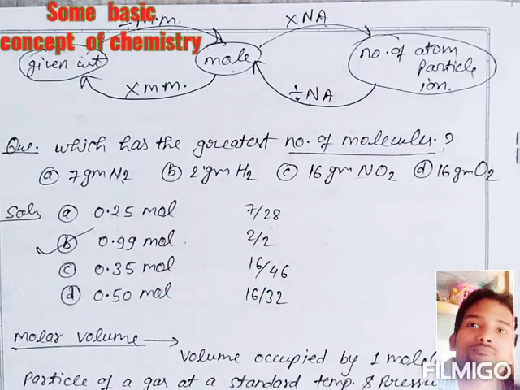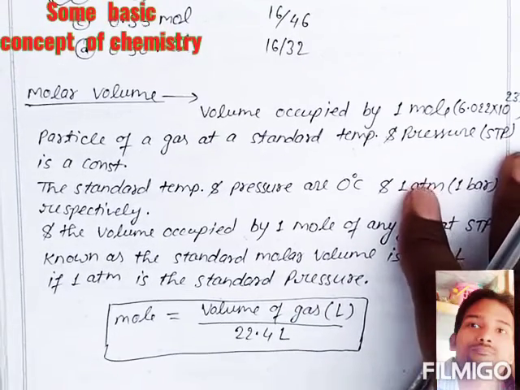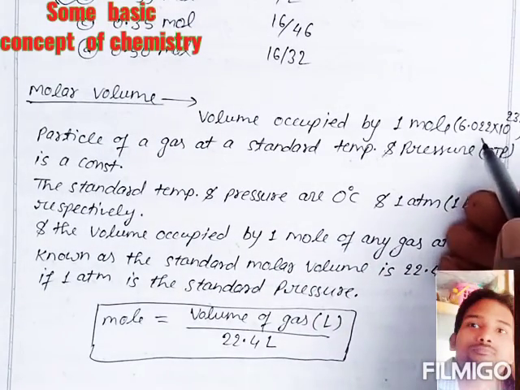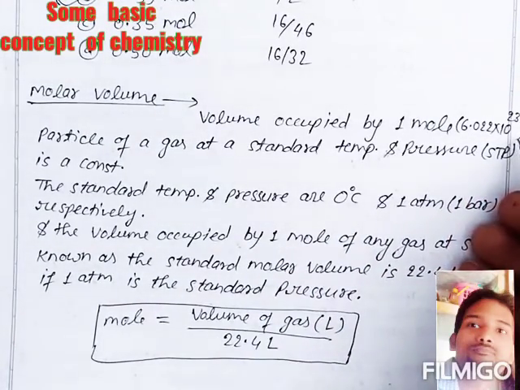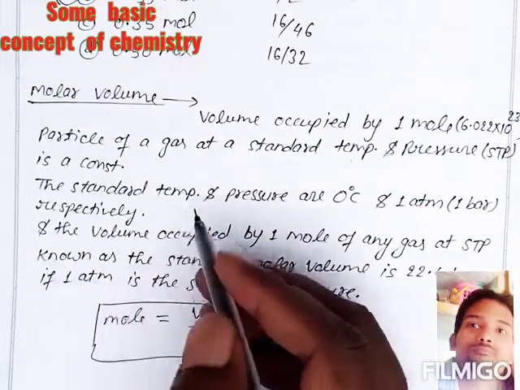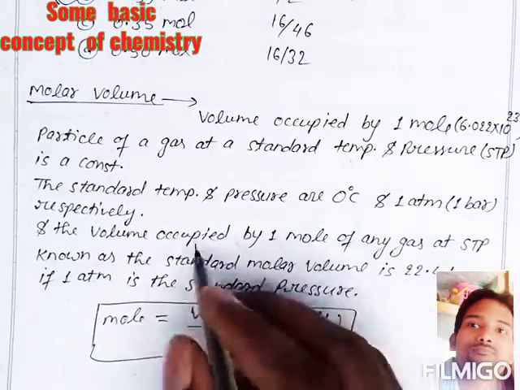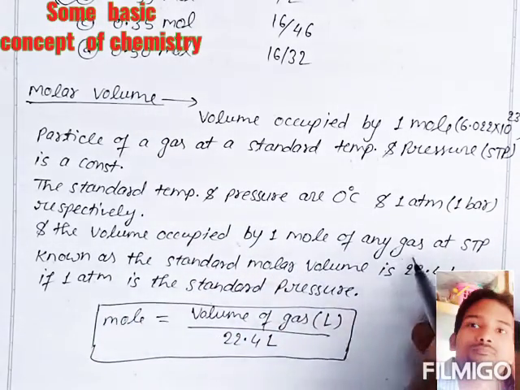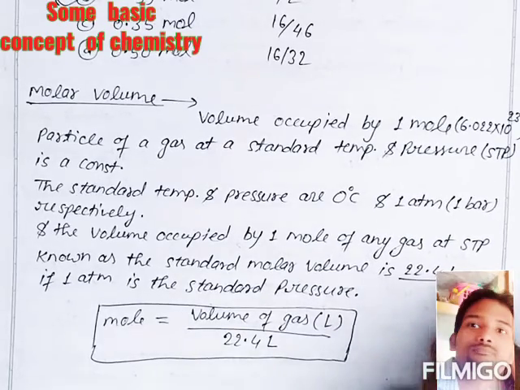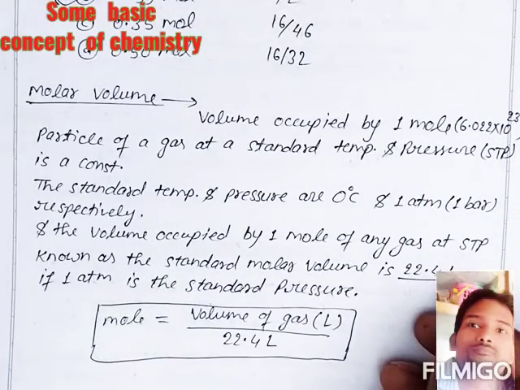Okay. Now another one is the molar volume. What do you mean by molar volume? Students, the molar volume is the volume occupied by 1 mole, that is 6.022 × 10^23 particles, of a gas at standard temperature and pressure, and it is a constant. The standard temperature and pressure are 0 degree centigrade and 1 atmosphere or 1 bar respectively, and the volume occupied by 1 mole of any gas at STP, known as the standard molar volume, is 22.4 liter. These are constant values, and you will get 22.4 liter from the gas equation.